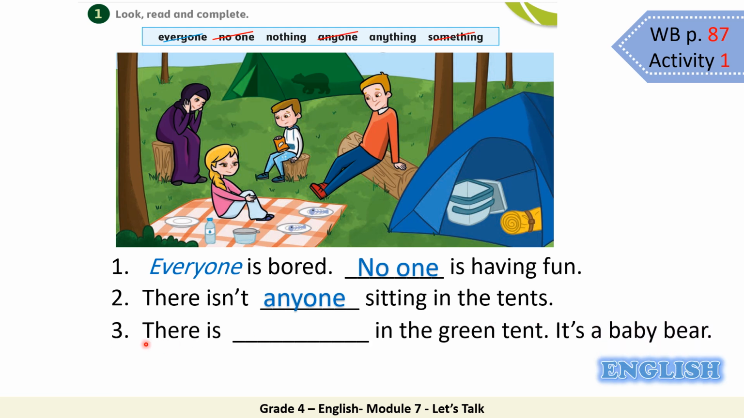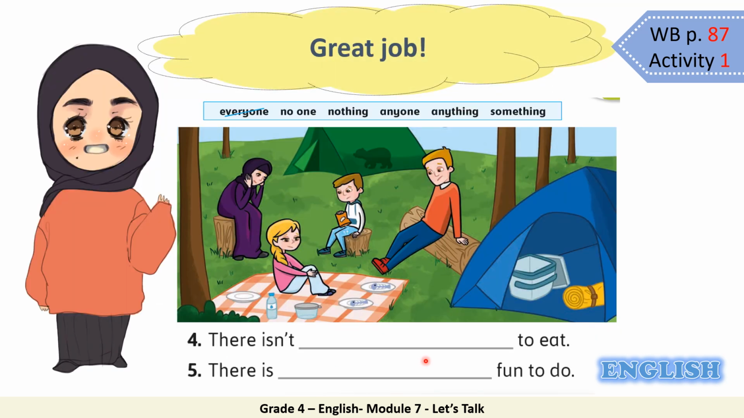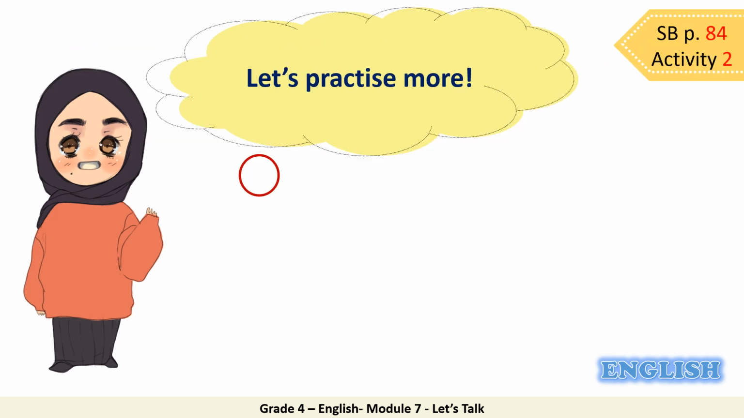Sentence 3. There is blank in the green tent. It's a baby bear. The answer here is something. Well done. Great job, everybody. You can complete number 4 and 5 on your own. And now, let's practice more.